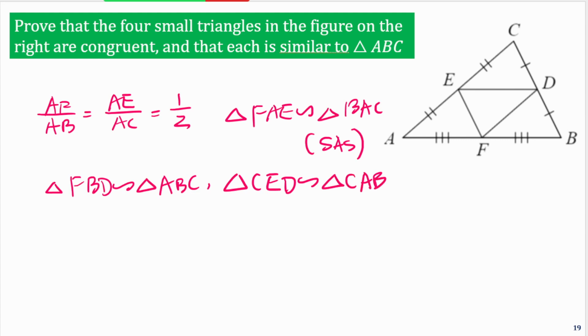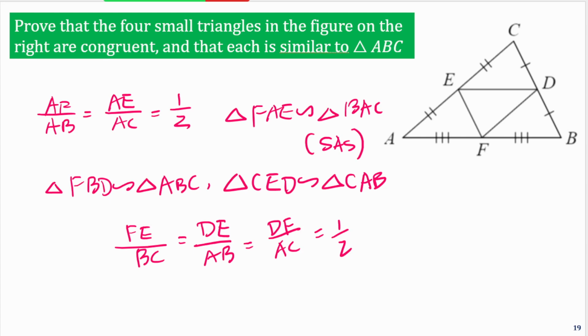Since each of the small triangles has side lengths that are 1 over 2 the size of triangle ABC, we have FE over BC equals DE over AB equals DF over AC equals 1 over 2, right? Therefore, we have triangle DEF similar to triangle ABC by SSS similarity. Since all 4 little triangles are similar to triangle ABC with the same side ratio, the 4 little triangles must be congruent, right?